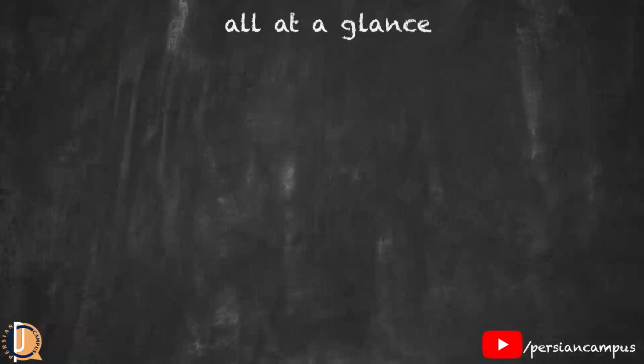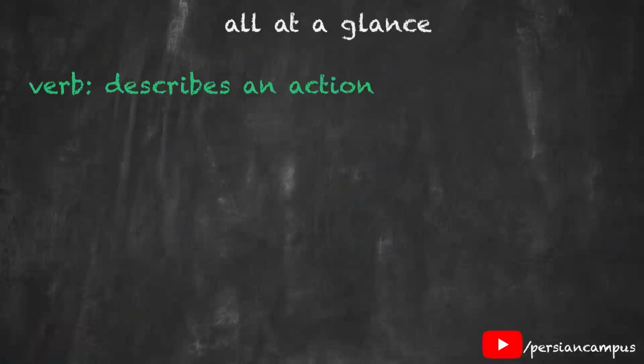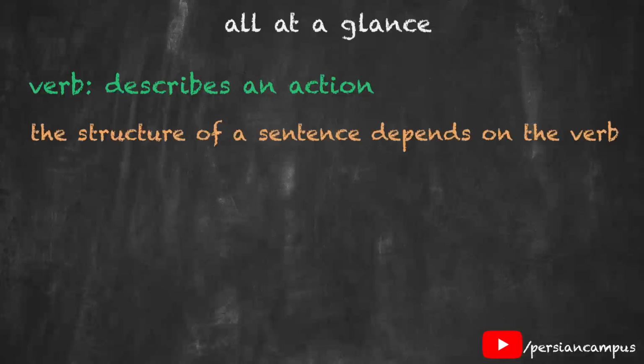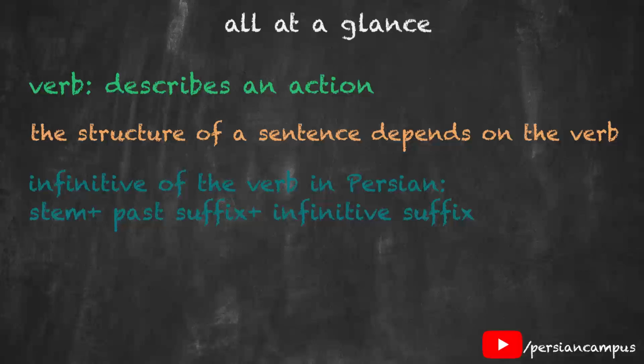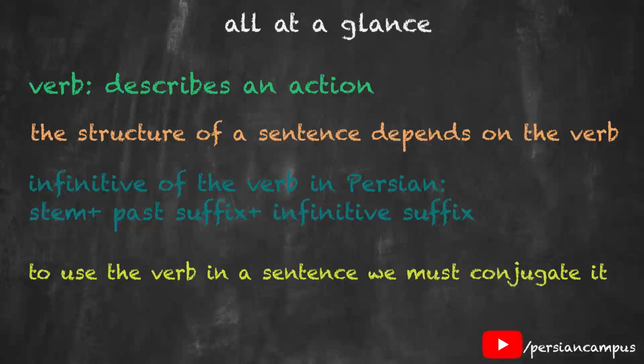Now let's summarize what we have learned in this lesson. The verb describes an action. The structure of a sentence depends on the verb. Every verb has an infinitive form, which is made of the verb stem plus past marker. While using a verb in a sentence, it has to be conjugated according to the subject.